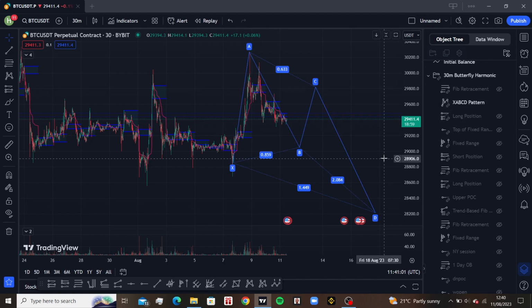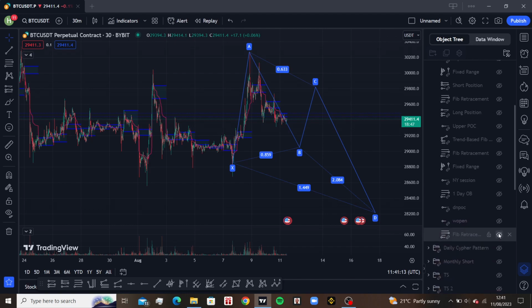The next thing that we're going to do is look for our point B, our reversal. So what I do is use a fib retracement from point X to point A. As you can see, I have it set up.